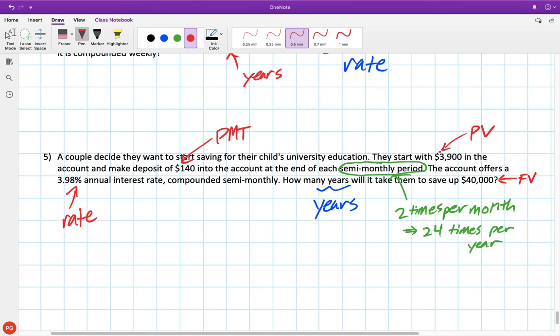Let's highlight the important information. So we're told about the present value. They have $3,900. They're paying $140 every semi-monthly period, which means 2 times per month. There's 12 months in a year, which means it's going to be 24 times per year. We have our interest rate, compounded semi-monthly, so 24 times per year. And we want to know how many years, so that's what we're solving for, the number of years, to get this future value of $40,000.